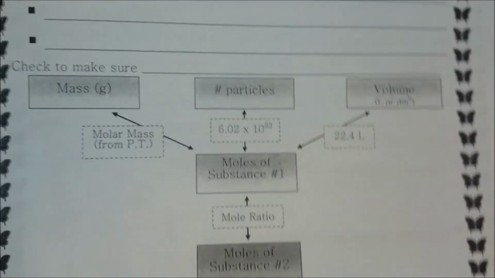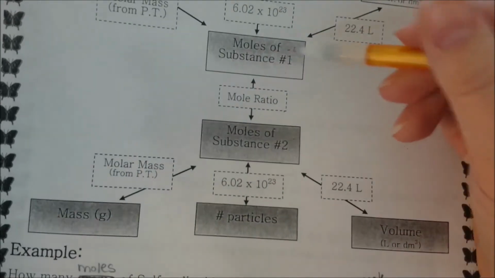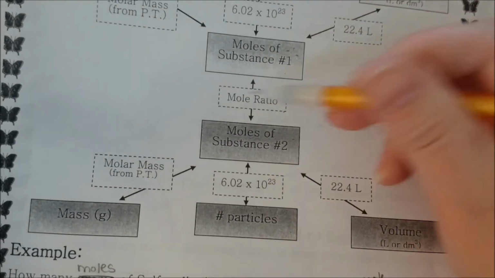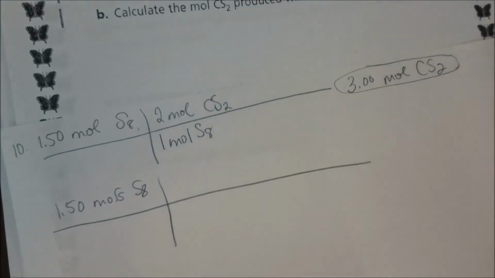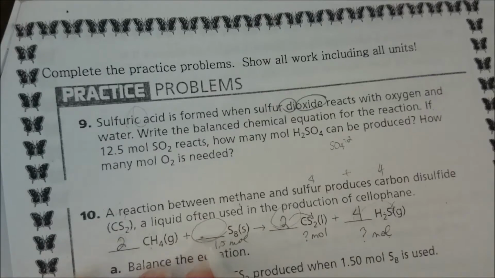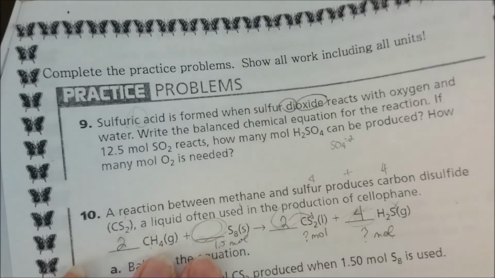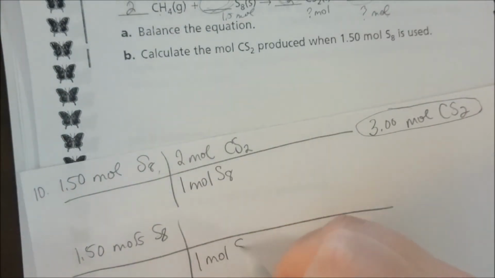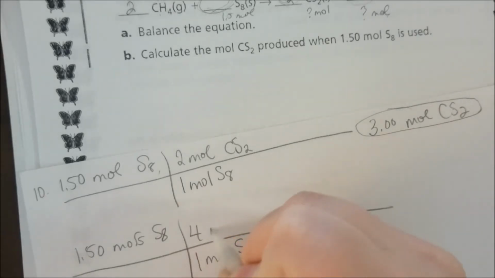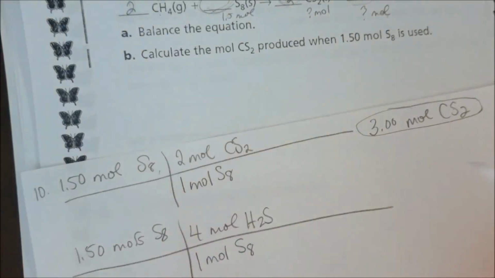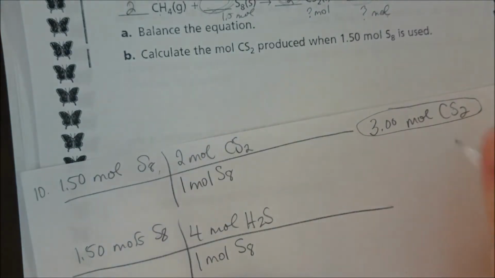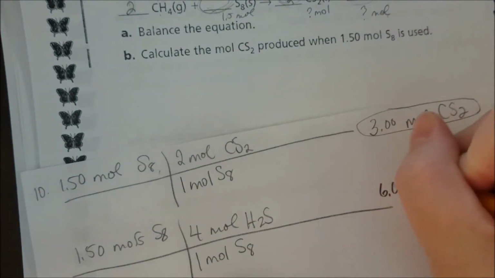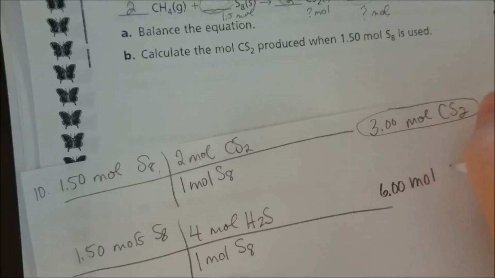And realize we're still doing this moles of substance 1 to moles of substance 2 thing, so we're still going to use the mole ratio. So the mole ratio is different this time because for every 1 mole of S8, you make 4 moles of hydrosulfuric acid. So for 1 mole of S8, we have 4 moles of H2S, and then that's our answer. So 4 times 1.5 is 6, and I'm going to do 6.00 for sig figs.